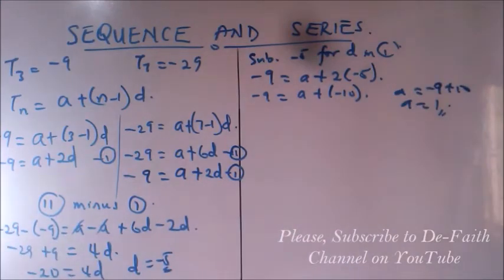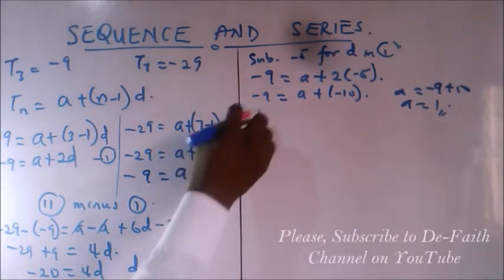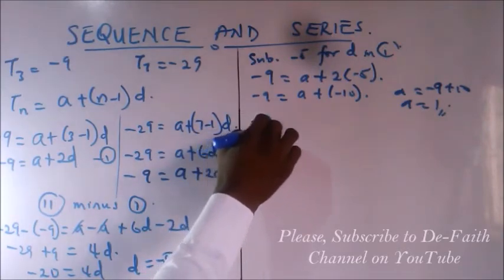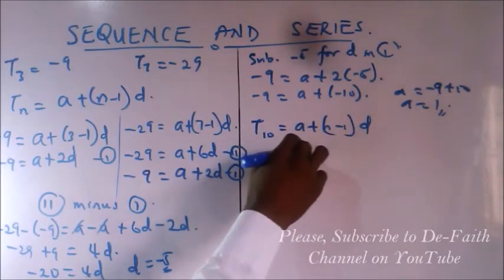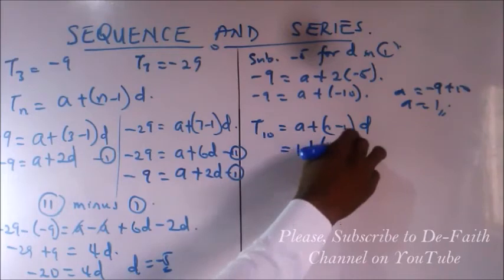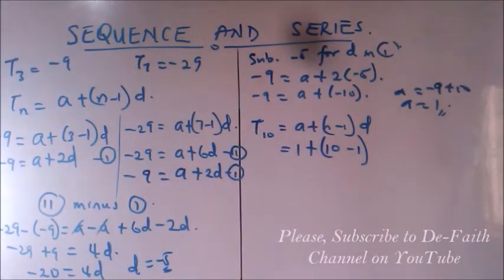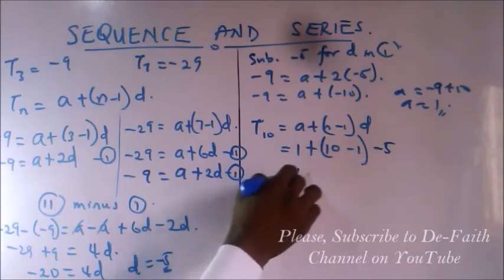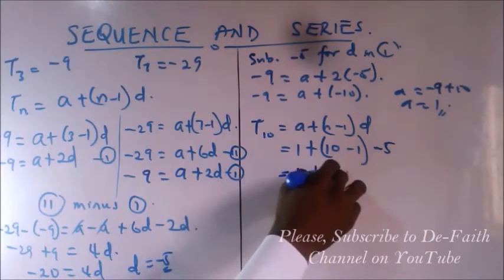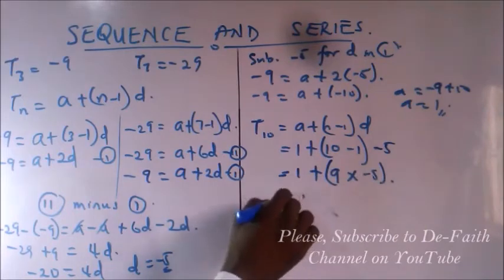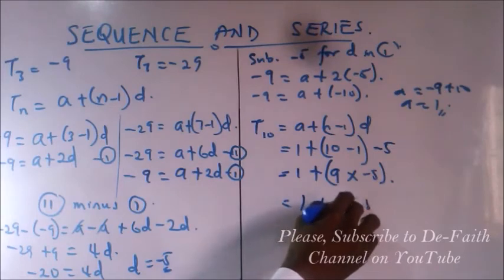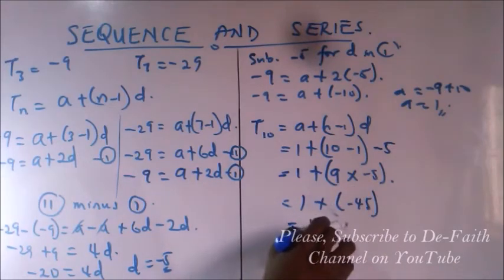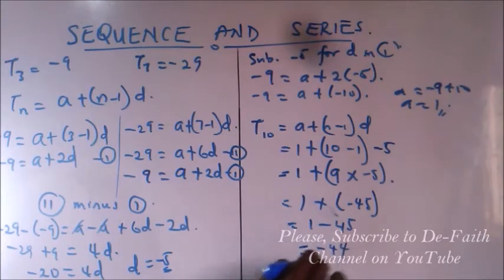So in the question, we are asked to find the 10th term of the progression. And so we have that T10 equal to a plus n minus 1 into bracket d, where the first term is 1, n is the 10th term which we are to find, and then d is the common difference which is minus 5. So we have 1 plus 10 minus 1, that's 9, times minus 5. And so we have 1 plus 9 multiplied by minus 5, that is minus 45. So we have 1 minus 45, the answer is minus 44. Hence, the 10th term is minus 44.